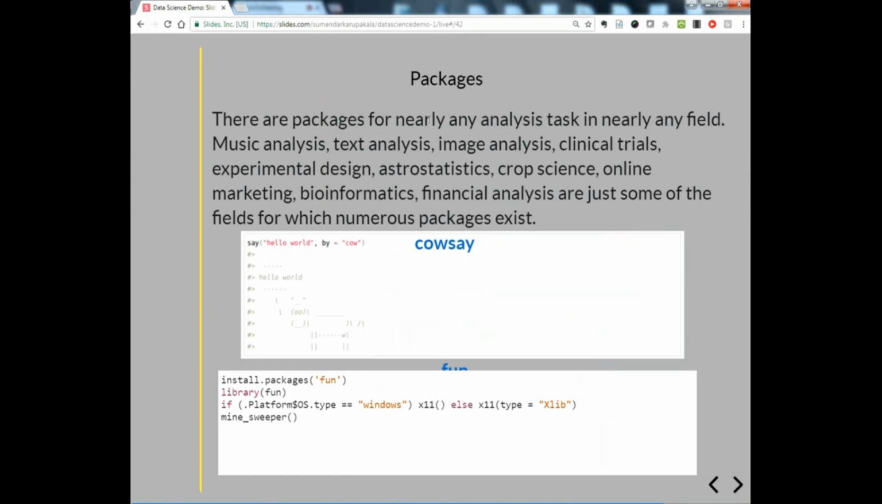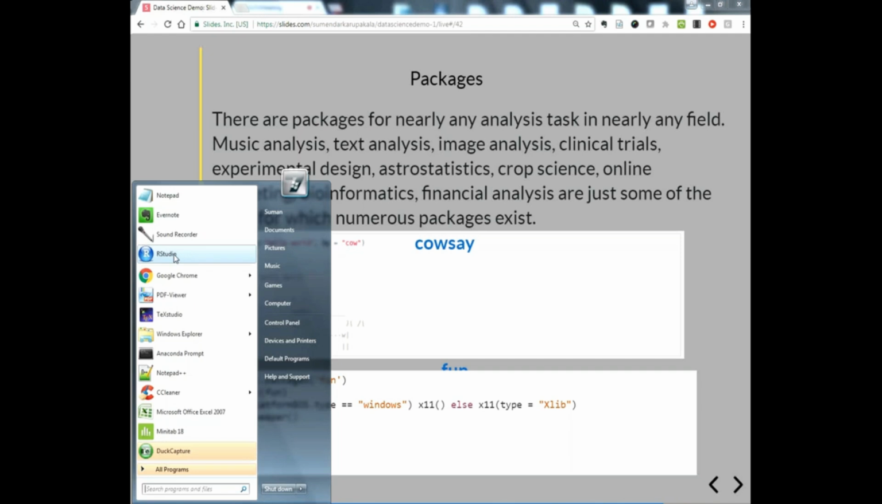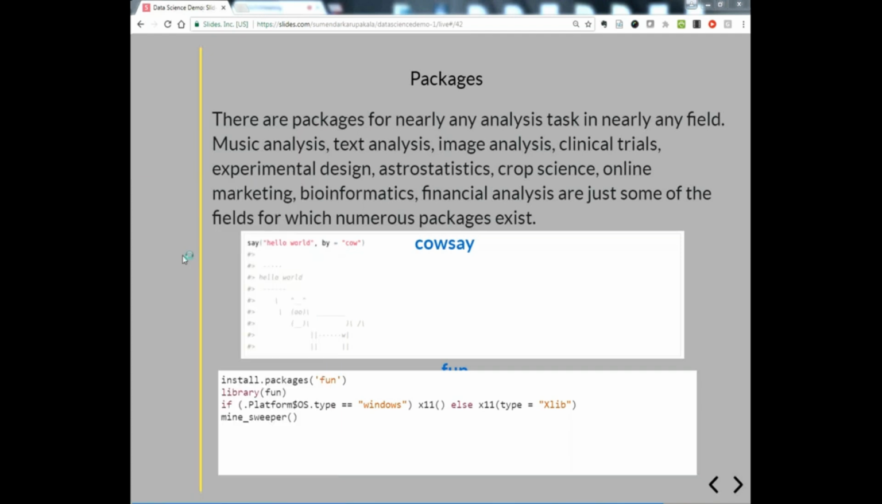So simply, typically a package means this. For example, there is one package called Cowsay. So let me open R. This is called RStudio. RStudio is typically an IDE for R. Generally you have to install base R first of all.